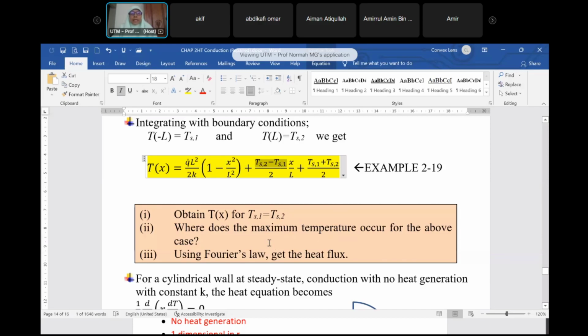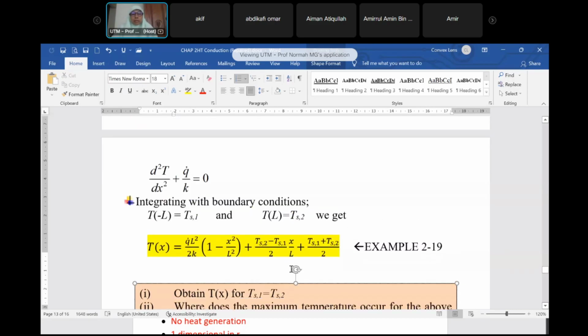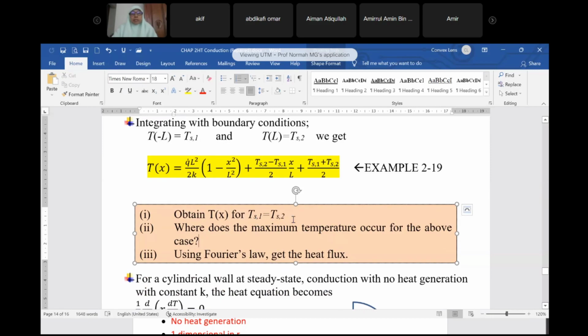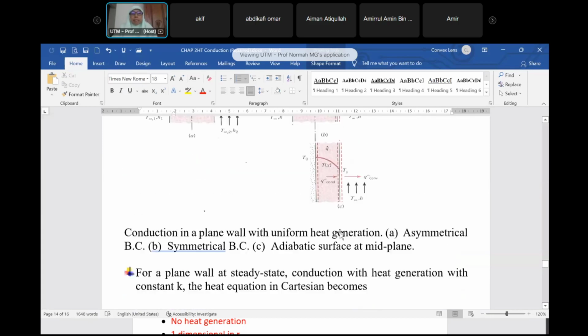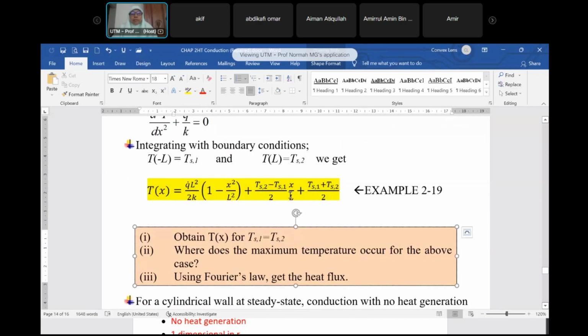Where does the maximum temperature occur for the above case? The temperature on both surfaces is the same, so this term is 0. Where do you find the maximum temperature in the plane wall?